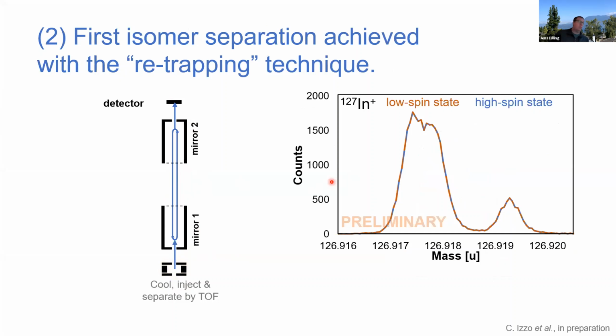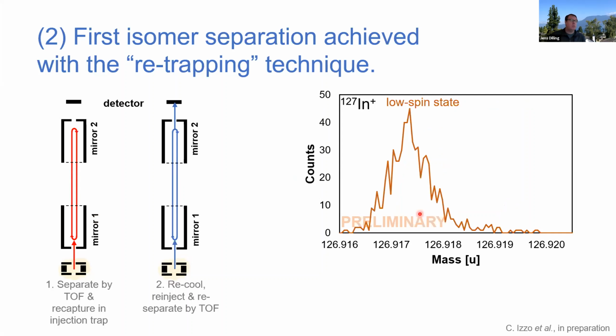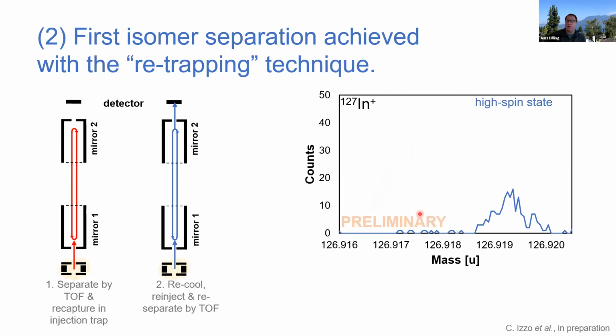The second record that we did, we could look for first isomer separation using this retrapping technique. We did separation, and then we bounced it back into the trap, stored it, and released it again. And that allowed us to separate a low spin and a high spin, which is reflected in 2 different masses. Higher spin has a higher energy, and hence a higher mass, and would be arriving at a later time.